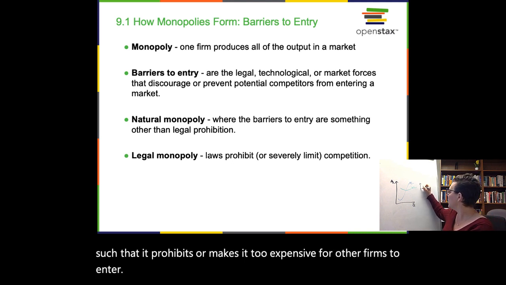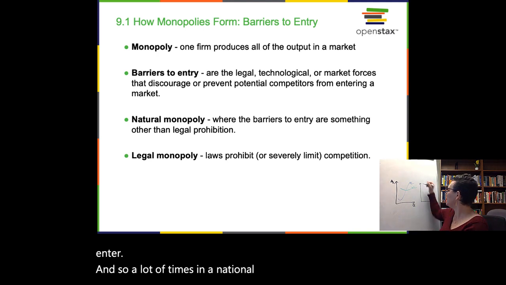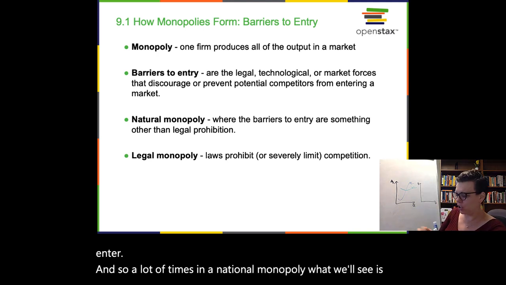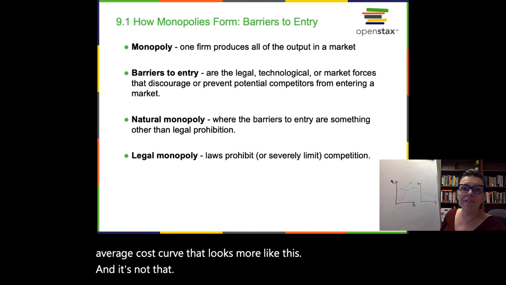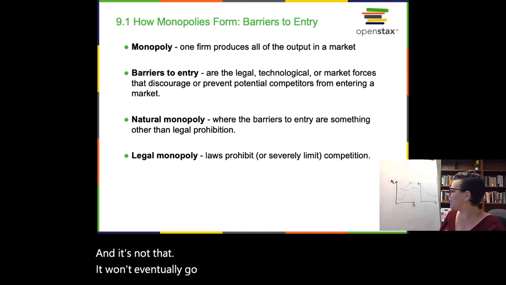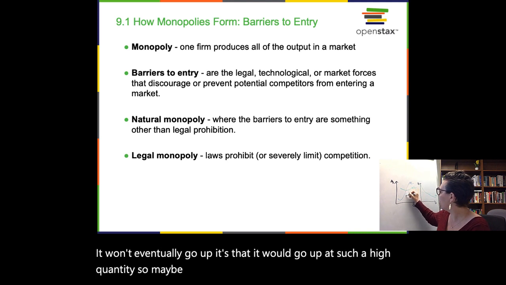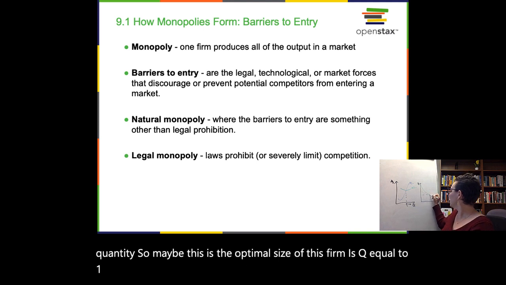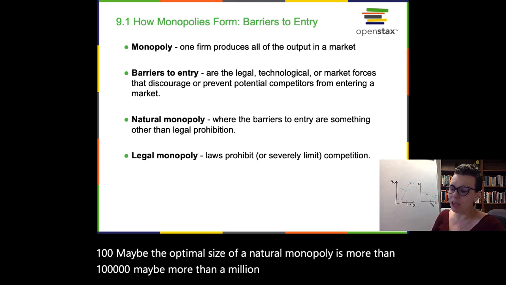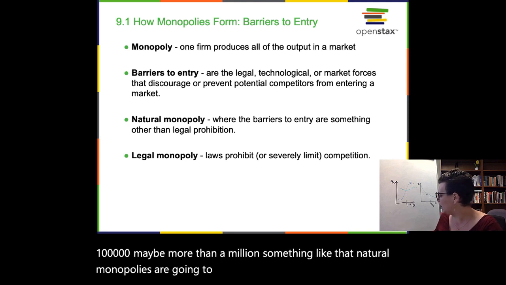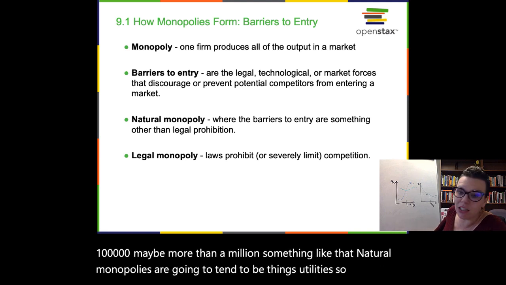And so a lot of times in a natural monopoly, what we'll see is an average cost curve that looks more like this. And it's not that it won't eventually go up, it's that it would go up at such a high quantity. So maybe this is the optimal size of this firm, Q equal to 100. Maybe the optimal size of a natural monopoly is more than 100,000, maybe more than 1 million, something like that. Natural monopolies are going to tend to be things like utilities. So my favorite example is a sewer system.